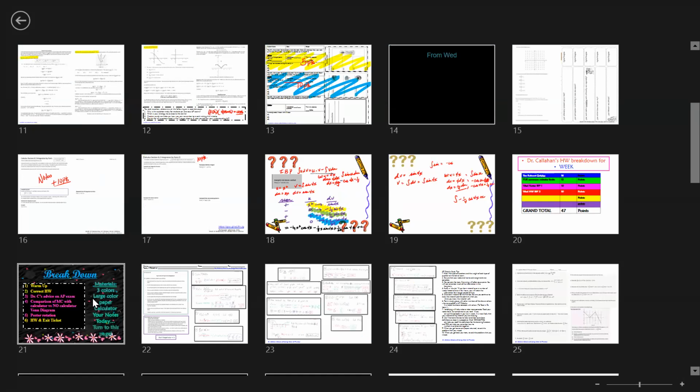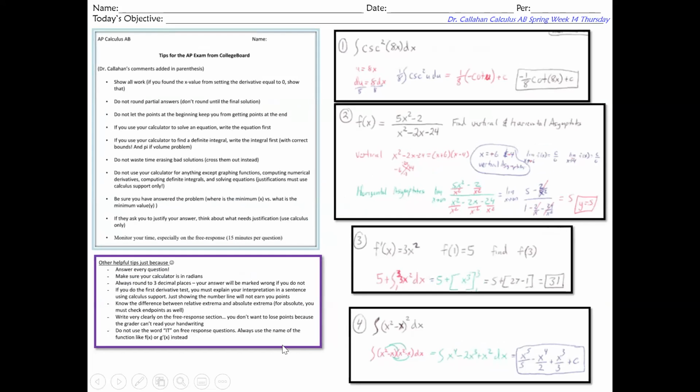I'm gonna have you guys go ahead and get started on this part right here. So with a highlighter, go ahead and read and highlight some of the tips from the AP exam from College Board. My comments are added in the parentheses, so go ahead and highlight them. Afterwards, you do have other helpful tips and suggestions.